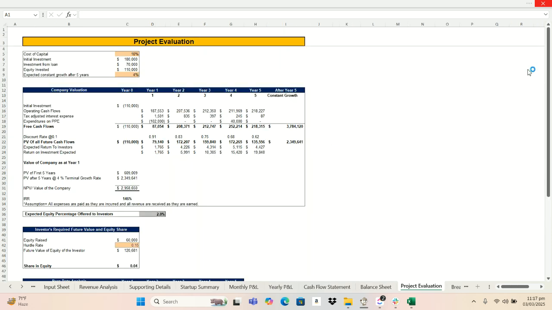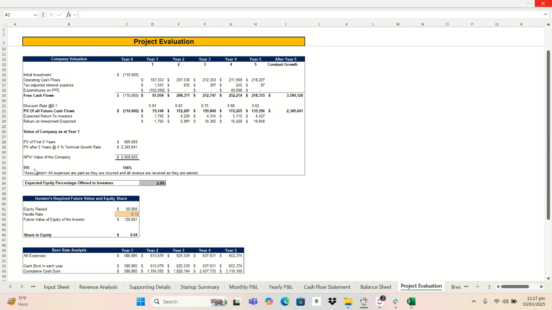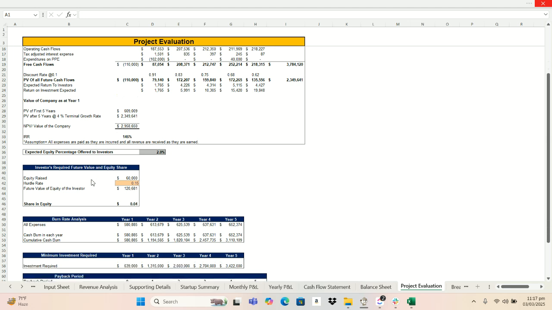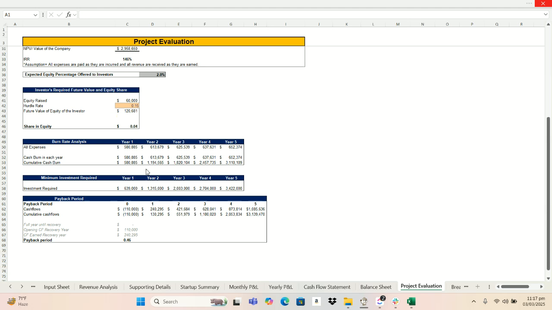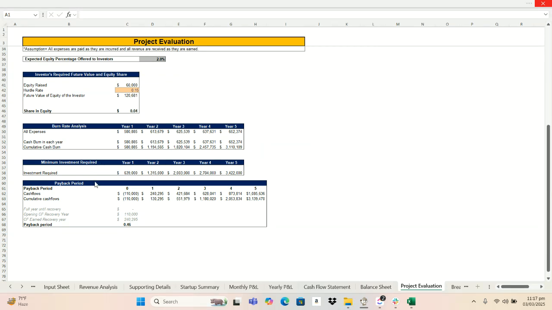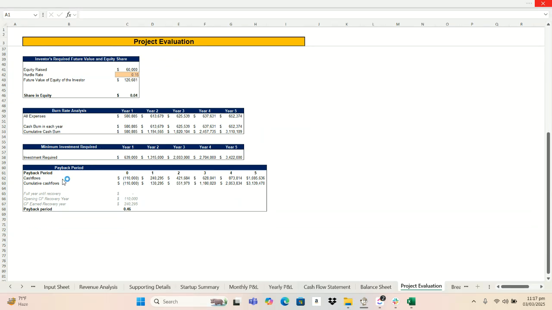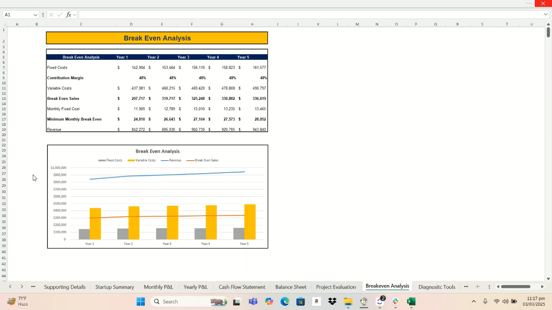Our next sheet is project evaluation. Here you can see the cost of capital, company valuation for 5 years. You can see the internal rate of return, expected equity percentage offered to investors. Then we have a burn rate analysis, minimum investment that is required, and payback period.